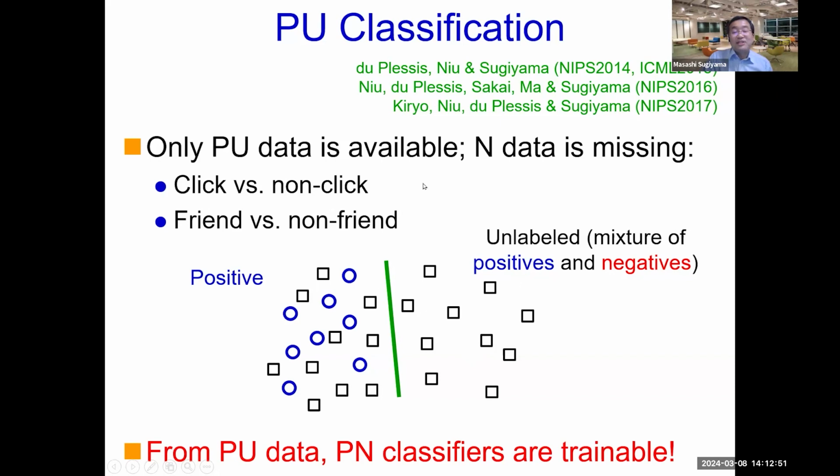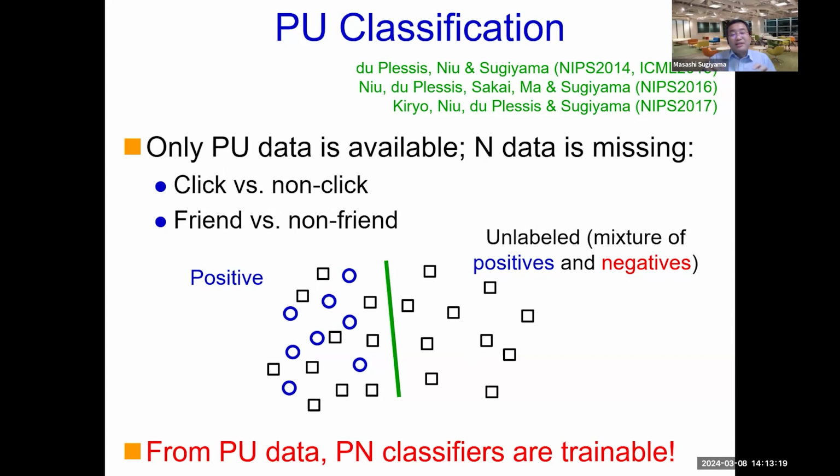A textbook example of this PU classification is click prediction in advertisement. Suppose a certain advertisement appears on the screen and a user clicks it. Then such an advertisement is collected as a positive sample because the user may be interested in that advertisement. But suppose there's another advertisement that appeared on the screen, but it was not clicked.